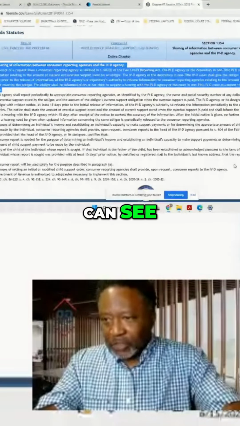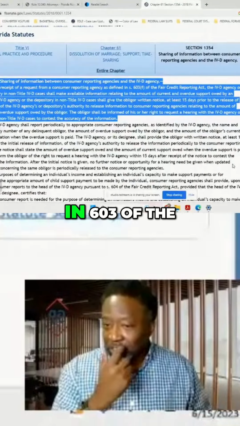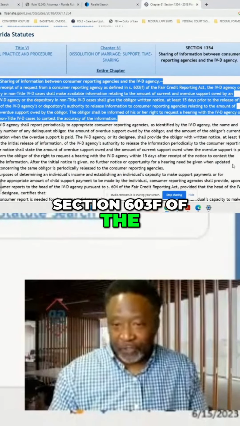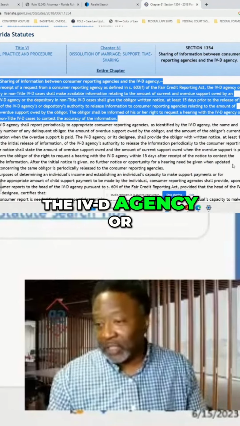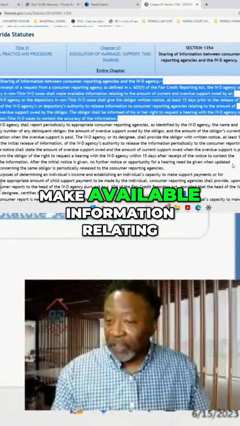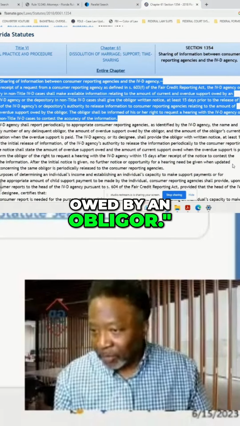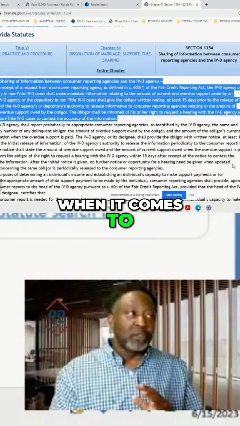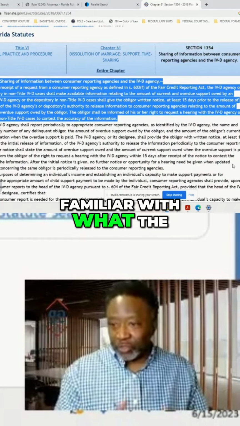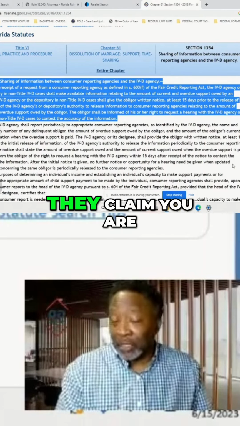But right here, you can see, upon receipt of a request from a consumer reporting agency as defined in 603 of the Fair Debt Collection Practices Act, Section 603F of the Fair Credit Reporting Act, the 4D agency or the depository in a non-Title 4D case shall make available information relating to the amount of current and overdue support owed by an obligor. And by the way, when it comes to using certain terms and words, we need to be familiar with what the word obligor means and make them prove that you are or not what they claim you are.